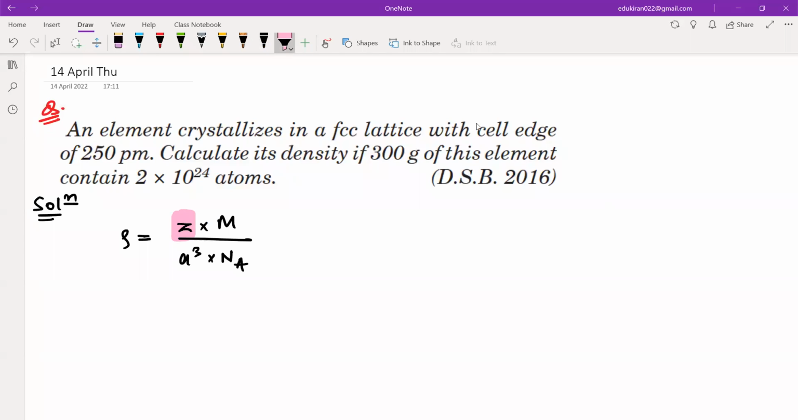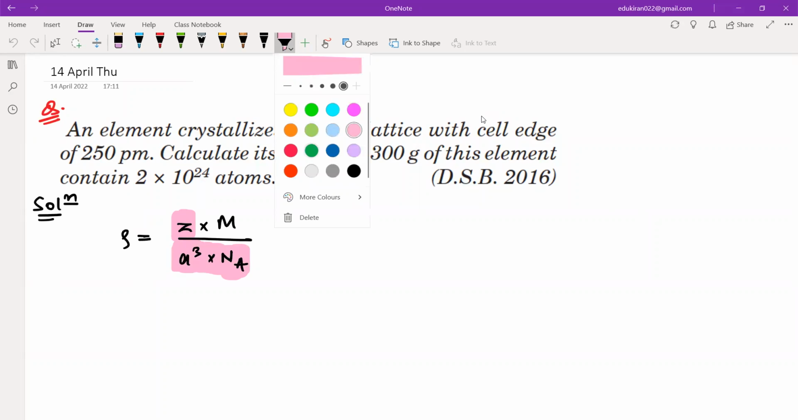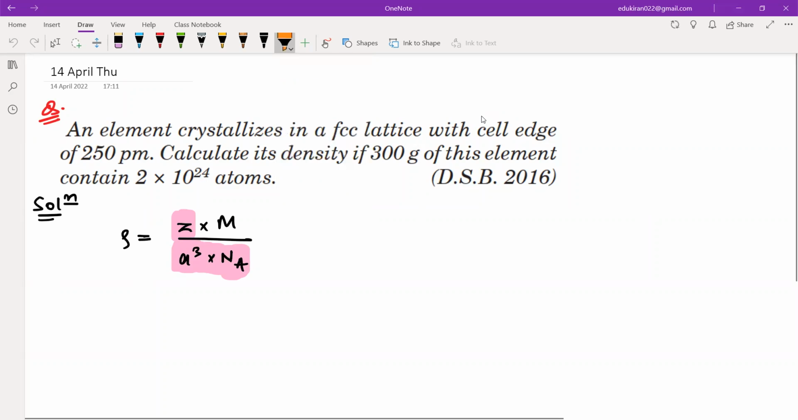Very good, Marcia. What about A? A is also given, right? What about NA? NA is a constant, right? So NA is also given. Now you tell me about this M. Is the molar mass of the element given?